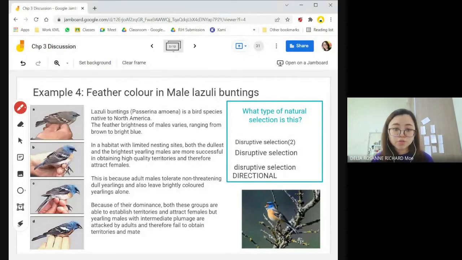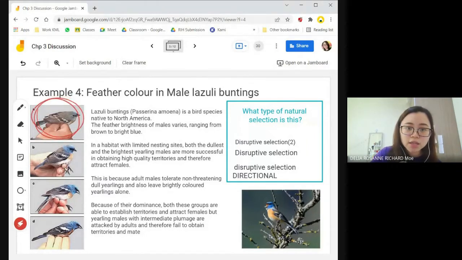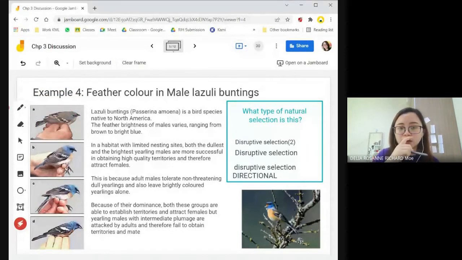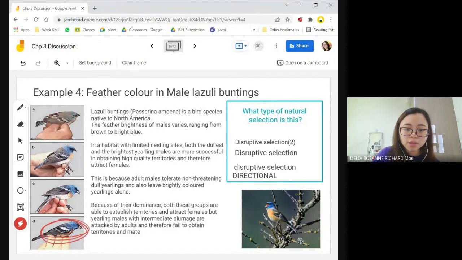So this one I'm gonna read. Example four is talking about feather color in male lazuli buntings. So lazuli buntings are a bird species that is native to North America. In this species, the feather brightness of the males can vary, so they can range from brown to bright blue. So kalau kita tengok di sini, yang paling atas ni, in the picture labeled A, this is the dullest color, color yang paling tidak menonjol, so this is the brownish ones. And this down here, that is labeled D, this is the bright blue variety.